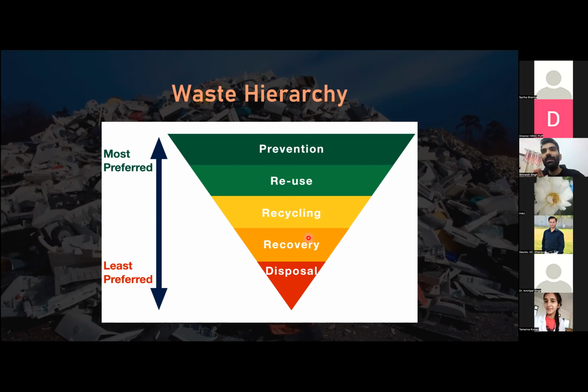But this is not a desirable process because incineration itself has a lot of problems, and disposal obviously is the least preferred. Disposal just means you dump it somewhere, create a new landfill, and put the e-waste there. This is so dangerous because there's lead in batteries and mercury in CRTs, and it leaches and creates a lot of havoc in the human food chain. We'll come to that later.